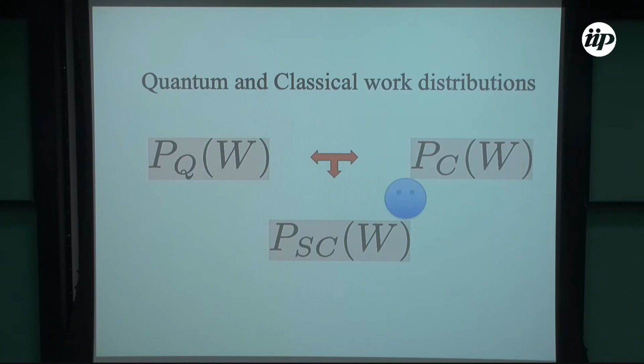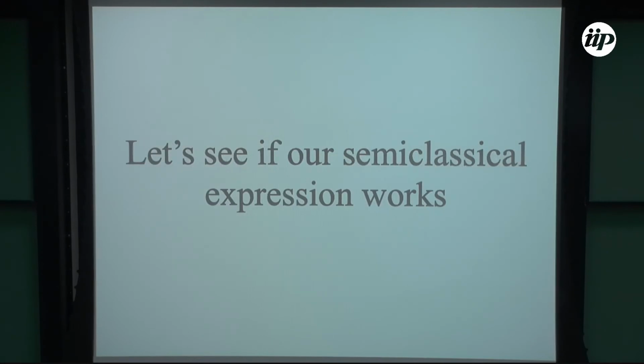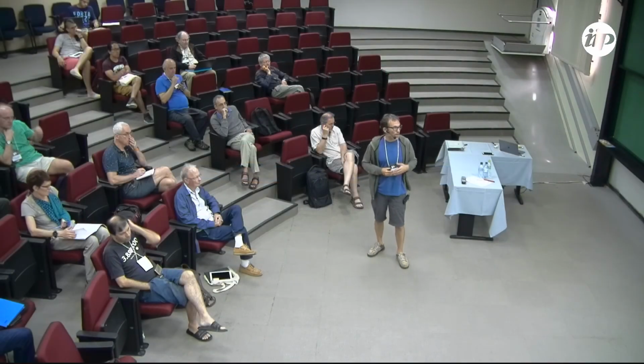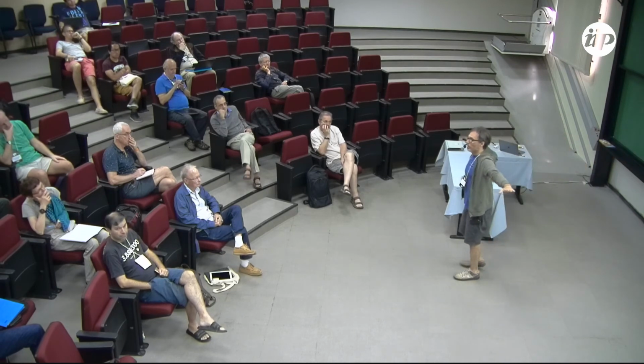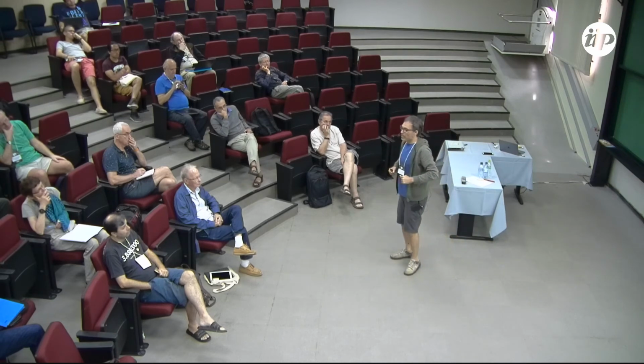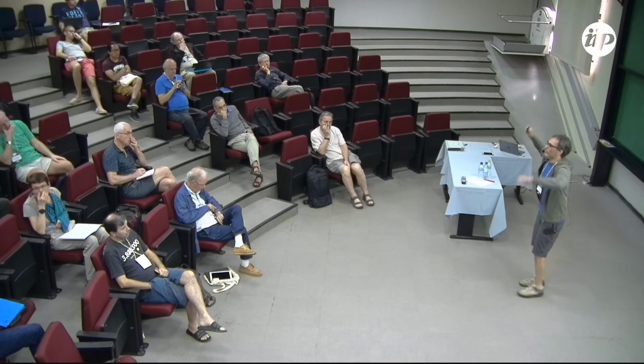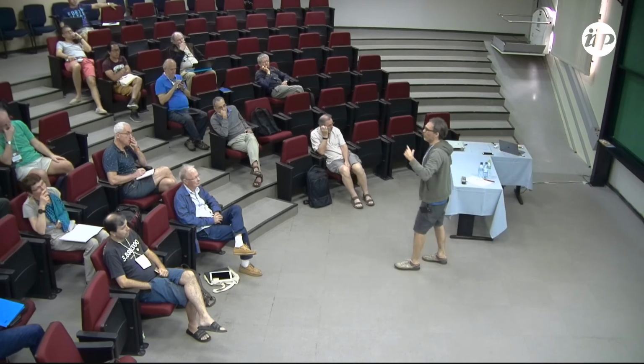I want to see if my semiclassical theory describes the quantum case. For this I cannot do analytics, so I take a system that I know how to manage. Let's see if our semiclassical expression works. I take an old friend, the stadium billiard, because I know how to compute the eigenfunctions with Eduardo's scaling method. The quench is essentially this: I start with the stadium with zero potential inside, and I turn on a potential made of Gaussians. We did it with four Gaussians, five Gaussians, whatever.